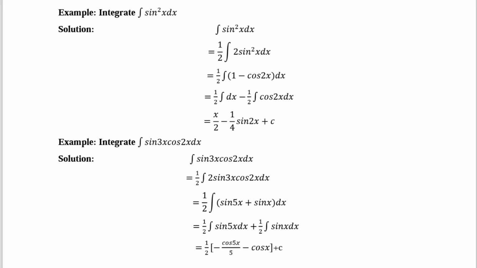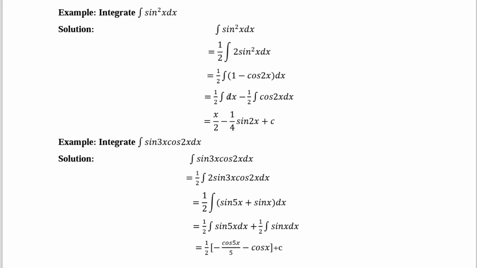Before studying our type 3, at first let's have a look at these two examples. The first problem is integration of sine square x. Now, we don't have any formula for sine square x, but we have a formula for 2 sine square x, right? So let us bring a 2 here by writing 1 by 2 here. So we used the formula 2 sine square x equal 1 minus cos 2x. So we separated the two parts and then we just integrated.